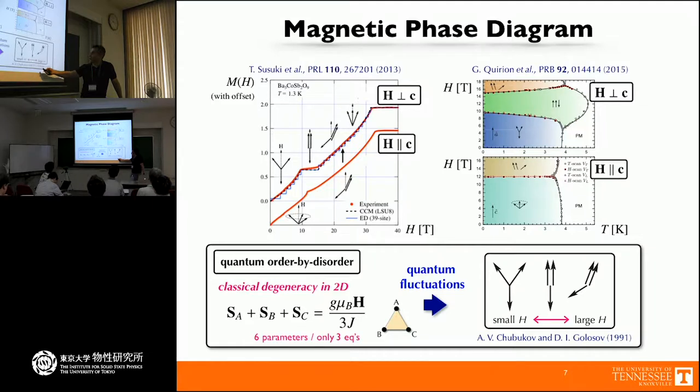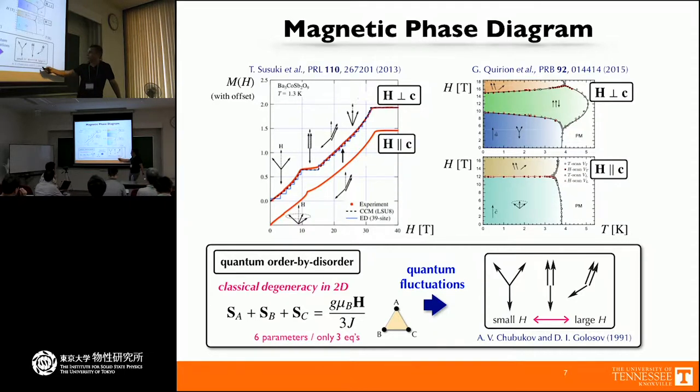Then there is something new that appears due to quantum fluctuations, which is this collinear state where you have two spins up and one spin down, stabilized over a finite region of magnetic fields. This stabilization is entirely due to quantum fluctuation. In the classical limit, one would get simply a magnetization curve that is a straight line connecting these two points. So this feature here is entirely due to quantum fluctuations, similar to the story that Wosan was describing yesterday.